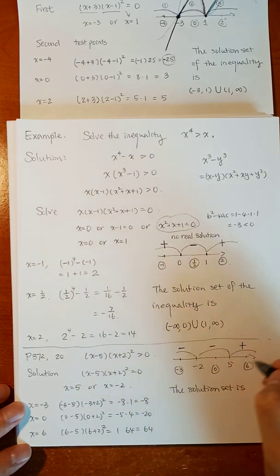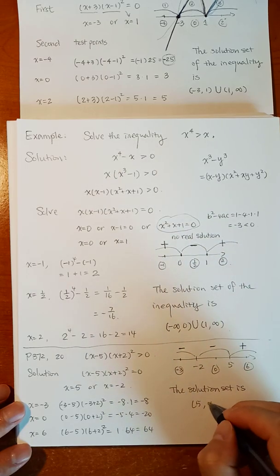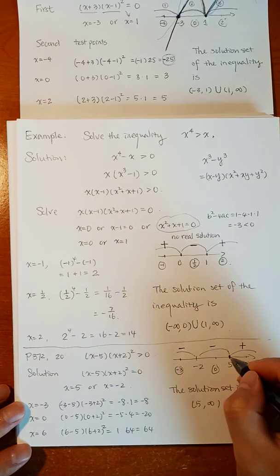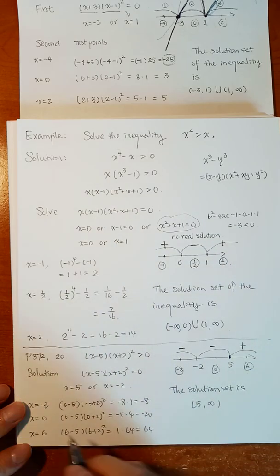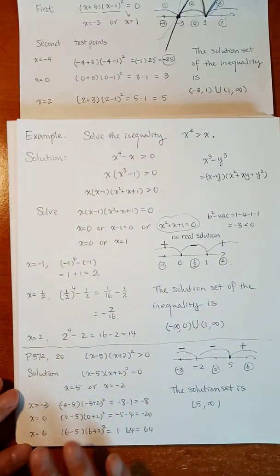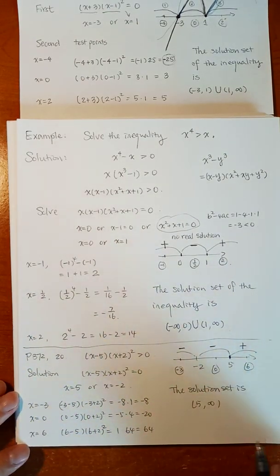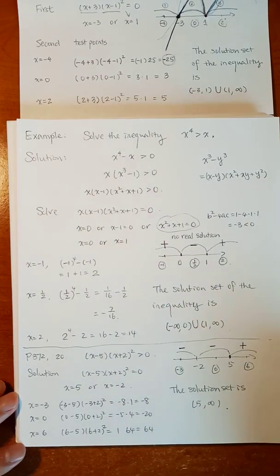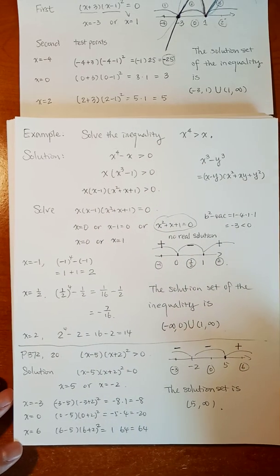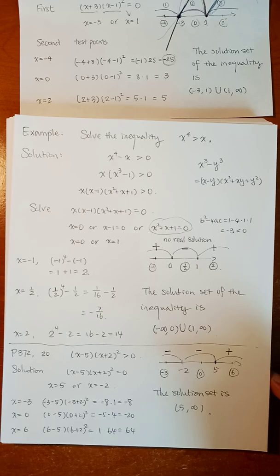is just this piece, 5 to infinity. Be careful. This is from 5 to infinity. 6 is a test point. It's not part of the solution. Okay? So this is our polynomial inequalities. How do you solve it? The important thing is to determine the zeros of equations.